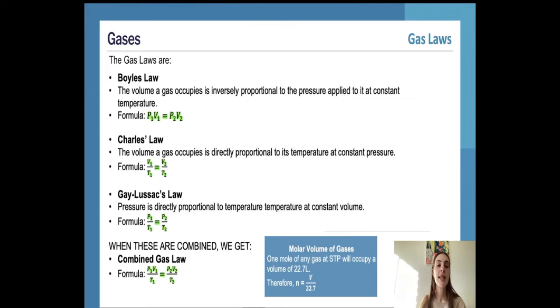So now we have our gas laws. And so we have 4 main gas laws. We have 3 gas laws, which are individual gas laws, and then we have a combined gas law. And so the 3 gas laws which we combine are Boyle's law, Charles's law, and Gay-Lussac's law. And so when these all are combined, we end up with what we call the combined gas law.